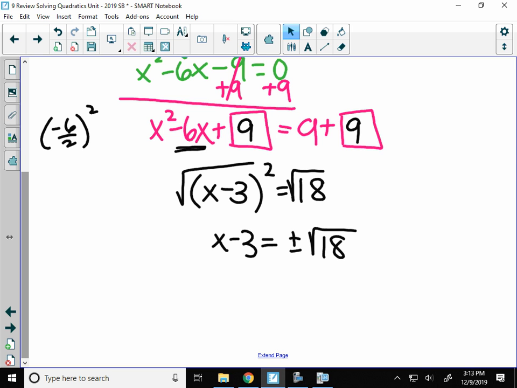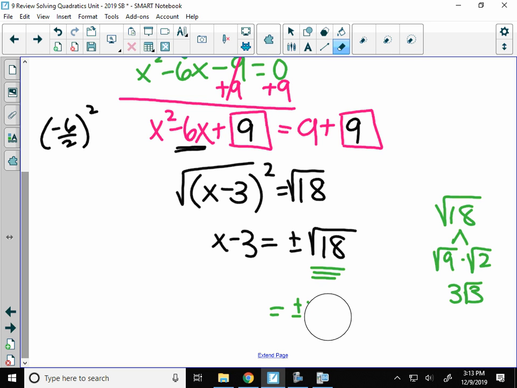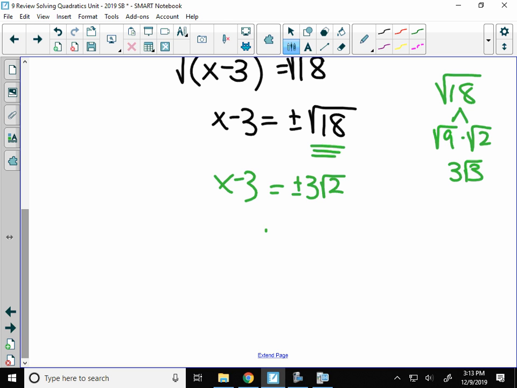And I'm going to simplify that square root. You should be able to recognize that the square root of 18 breaks down to the square root of 9 and the square root of 2, which is 3 radical 2. So I'm going to replace that square root of 18 with plus or minus 3 radical 2. And then all I have to do is add the 3. And it's going to squeeze right in front of that plus or minus.